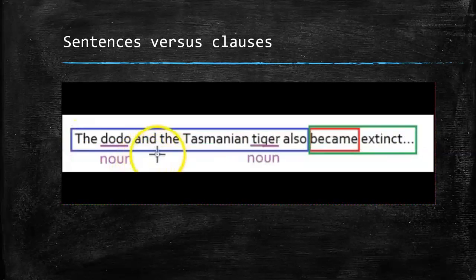It is entirely possible to have a subject that has multiple nouns. Here is an example. The dodo and the Tasmanian tiger also became extinct. The dodo is a noun. Tiger is a noun. So we have that the dodo and the Tasmanian tiger, all of this right here, is a subject. Became is a verb. Extinct is the rest of the predicate. So we have that became extinct is a predicate. Became itself is the verb. Yep, there it is, verb.